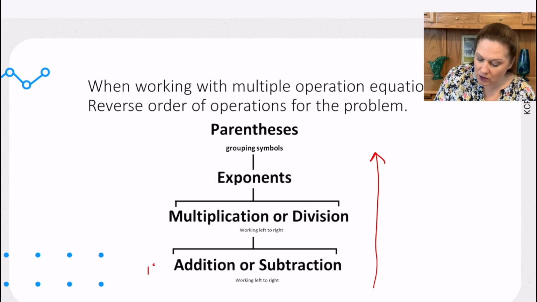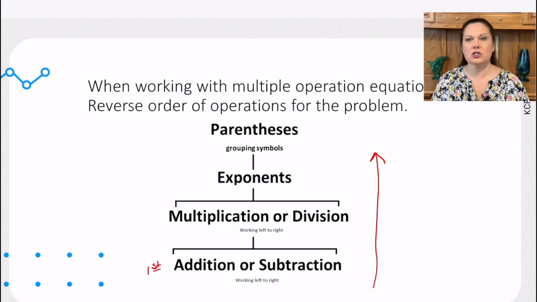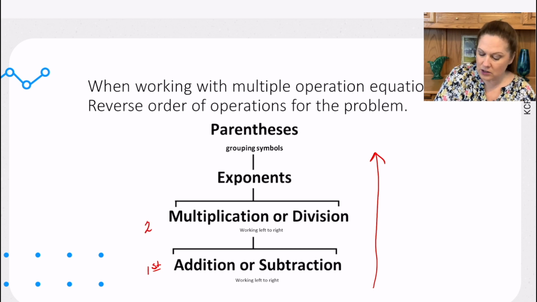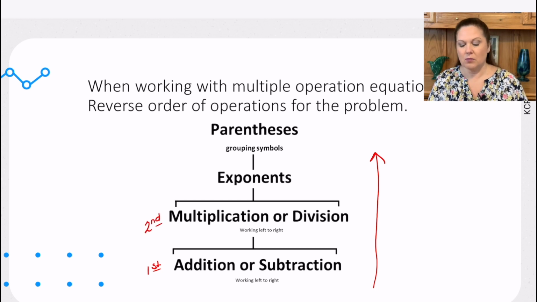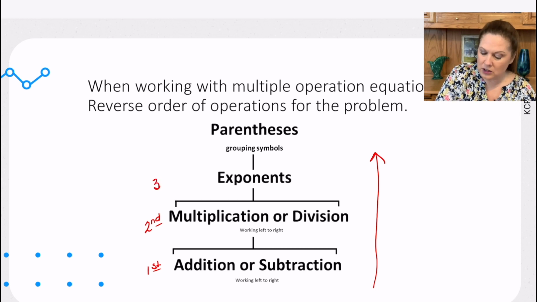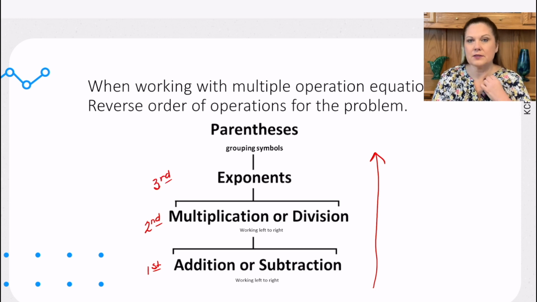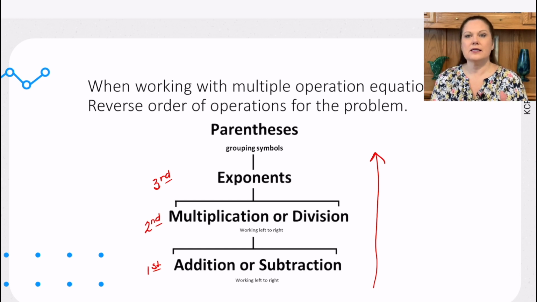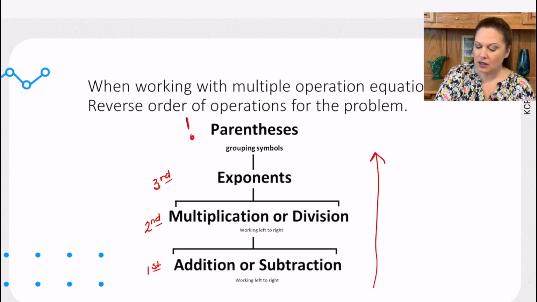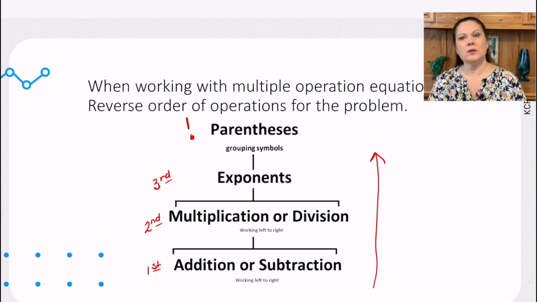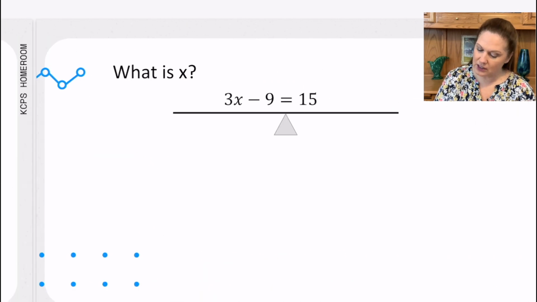So the first thing we're going to undo is going to be our addition or subtraction. Then we're going to be doing our multiplication, and then we're going to be doing our exponents. Now I'm not really going to list parentheses or grouping symbols, because sometimes we're going to have to undo those grouping symbols to start off because we can't actually get to the addition, subtraction, or the other operations. So pay careful attention to the grouping symbols because we may have to do those first. So let's take a look.